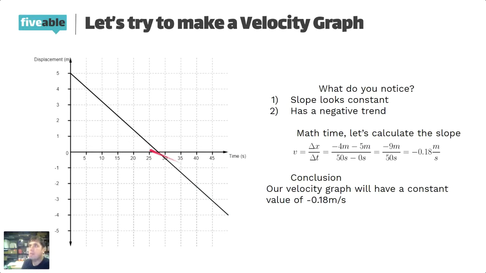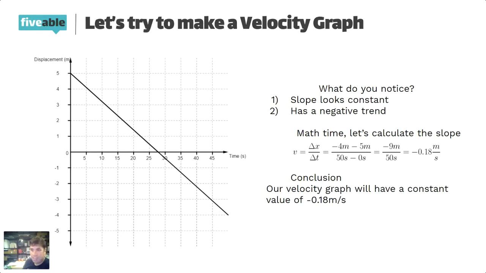Okay, so I want to find the slope. The slope of this line, change in y over change in x. Or in this case, change in displacement over change in time. So I ended up at -4. I started at 5, so -4 minus 5 gives me -9. And this took, well, I ended at 50 seconds. I started at 0 seconds, so this took a total of 50 seconds in there. That being said, we take -9 divided by 50, and we get a -0.18, about a -0.2 meters per second.